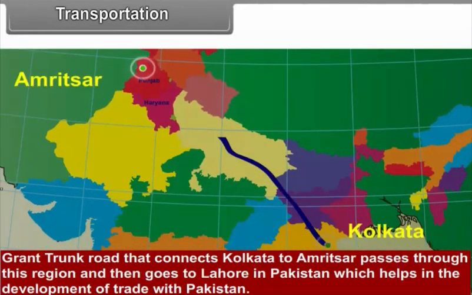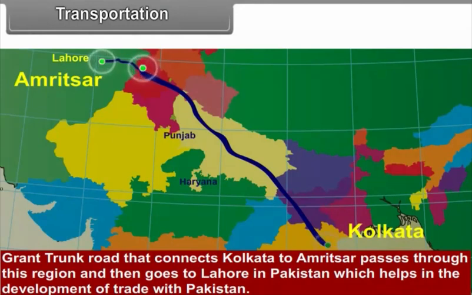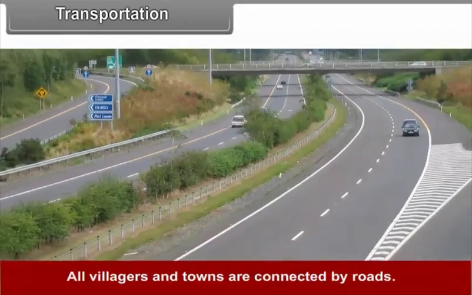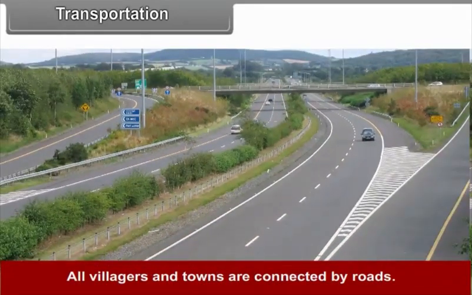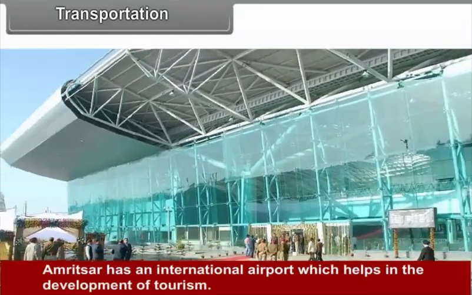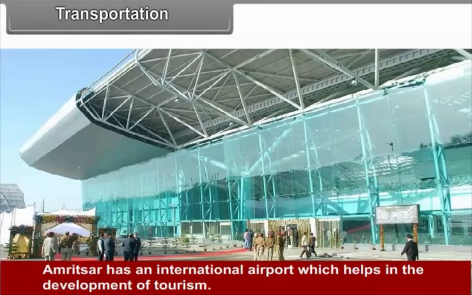Grand Trunk Road that connects Kolkata to Amritsar passes through the region and then goes to Lahore in Pakistan, which helps in the development of trade with Pakistan. All villages and towns are connected by roads. Amritsar has an international airport which helps in development of tourism.